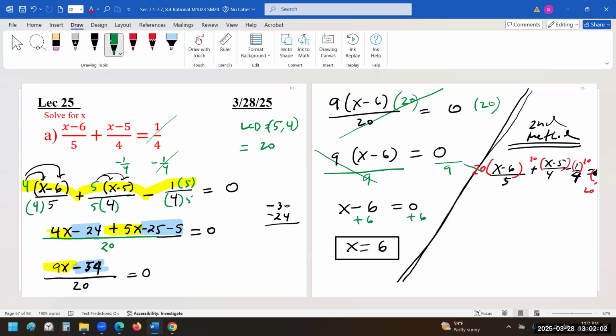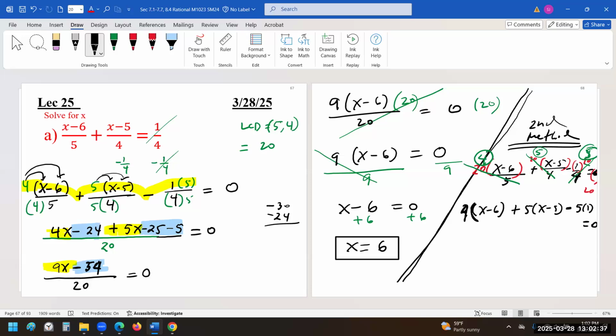What happens then? 5 goes into 20 4 times. 4 goes into 20 5 times, and 0 times anything is 0. So what do we have? 4 times x minus 6 plus 5 times x minus 5 minus 5 times 1 equals 0. Now the denominators are gone, you're not worried about the denominator.